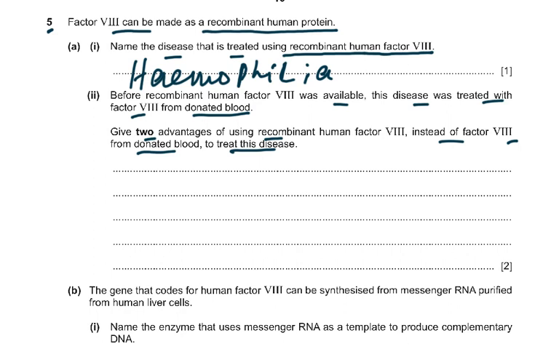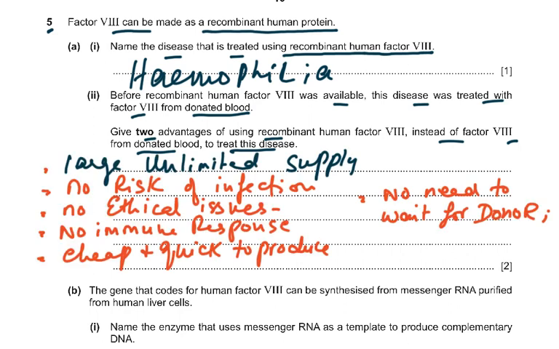Naturally, large unlimited supply available, no risk of infection, few ethical issues, less chance of rejection, it's cheap and quick and easy to produce, and no need to wait for donors. So you could have come up with a lot of stuff, because we would be depending on donated blood. Now, in this case, we will not be depending on donated blood, so we don't need that. So easy to write: large unlimited supplies, no risk of infection, no ethical issues, no immune response, or no allergic reactions or side effects, and then cheap and quick to produce, and no need to wait for donors.